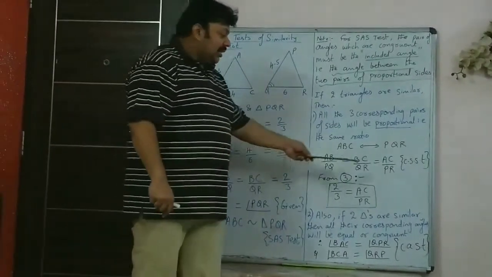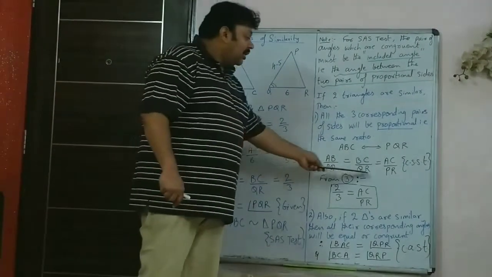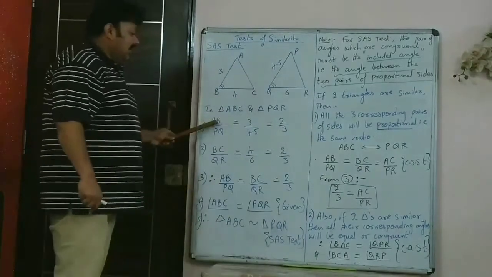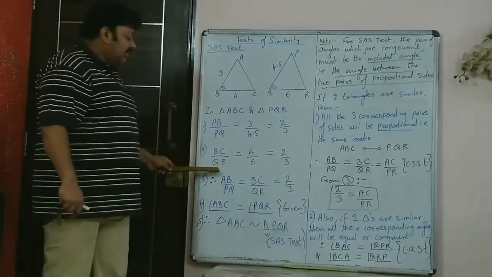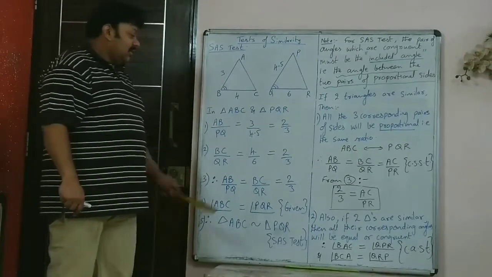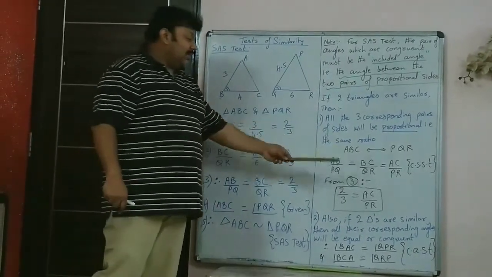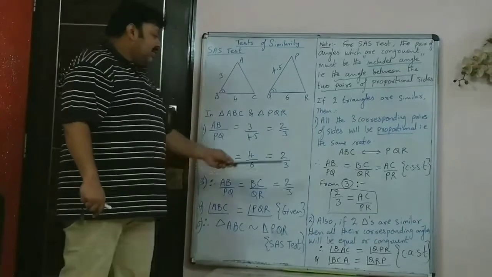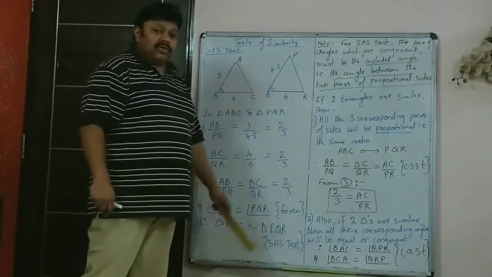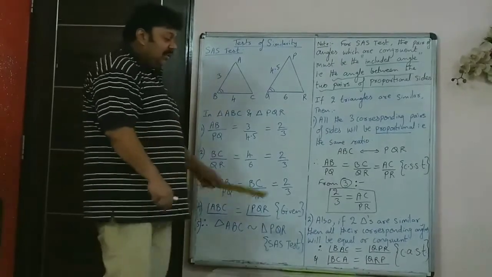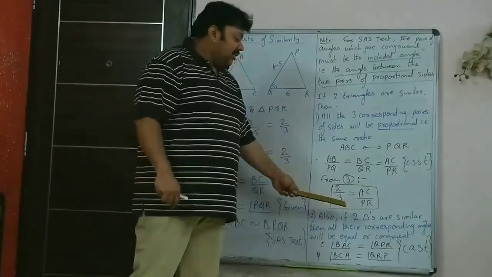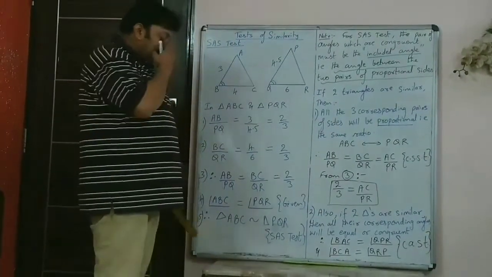So you can say that since these two sides are already known, you know that AB upon PQ is 2:3. You also know that BC upon QR is 2:3. So you will get AC upon PR, AC upon PR is also 2:3. So the third pair of sides, which is proportional, that also you will get: AC upon PR is 2:3.